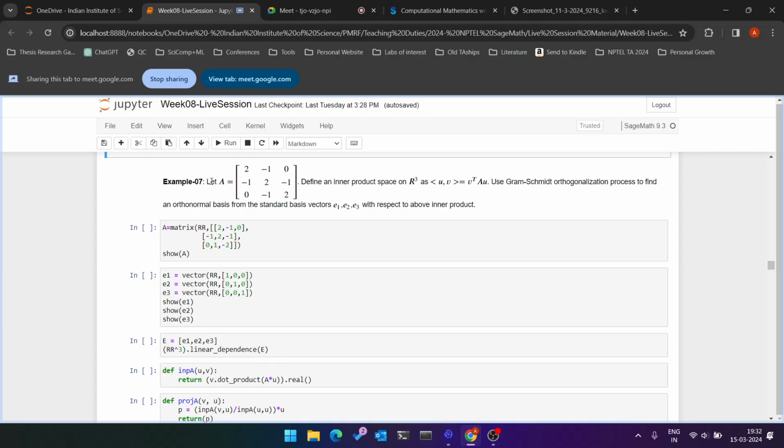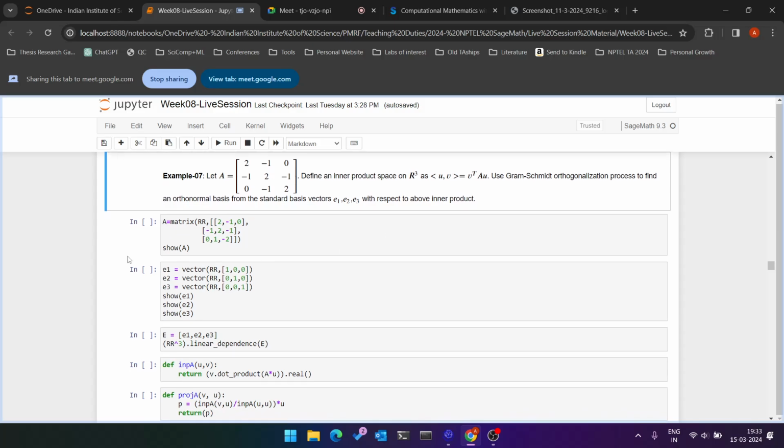we have been given is a matrix A, which is a 3 by 3 symmetric matrix given by the entries as shown here. Next, we have been asked to define an inner product space on R3, for two vectors u comma v, which is basically the dot product of v and Au. Then, using the Gram-Schmidt orthogonalization process, we have been asked to find an orthonormal basis from the standard basis vectors e1, e2, e3 with respect to the above inner product.